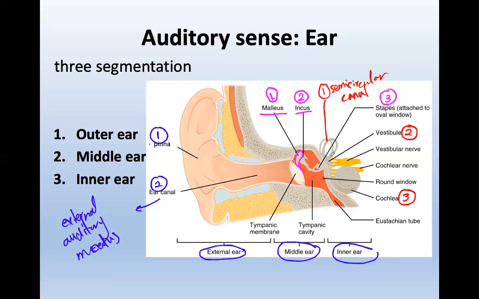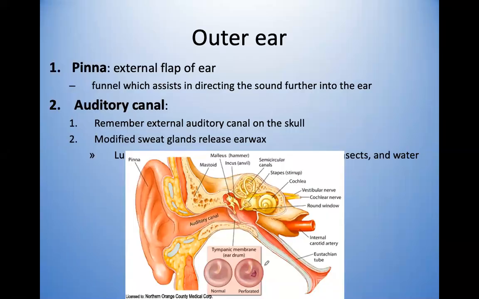So the main function of your outer ear and your middle ear is to pass the vibrations of the sound into the last part of your ear, your inner ear. The inner ear, on the other hand, has 2 main functions. One is your ability to hear, and the second one is your sense of balance and the positioning of the head compared to your environment. So let's take a look.